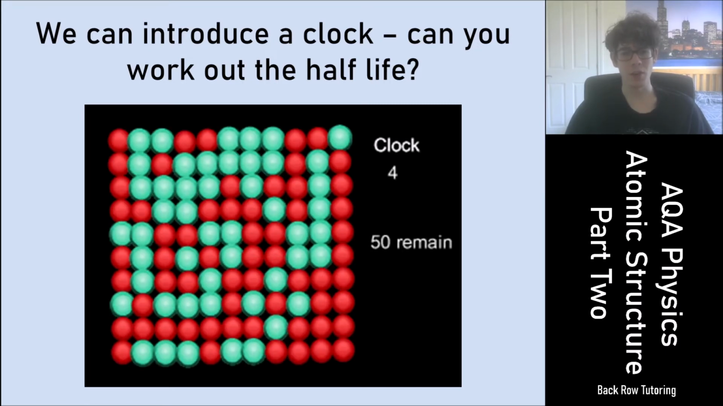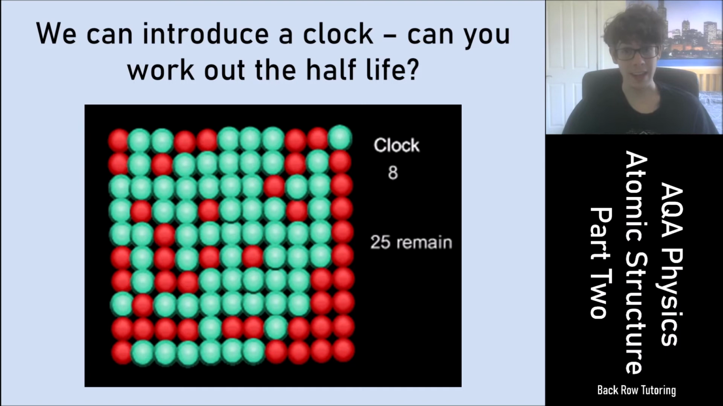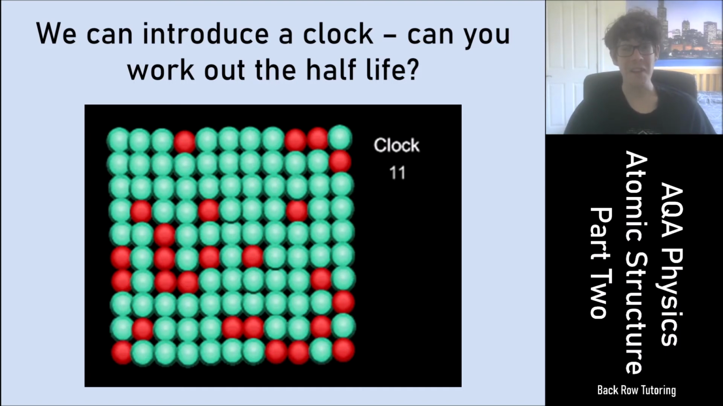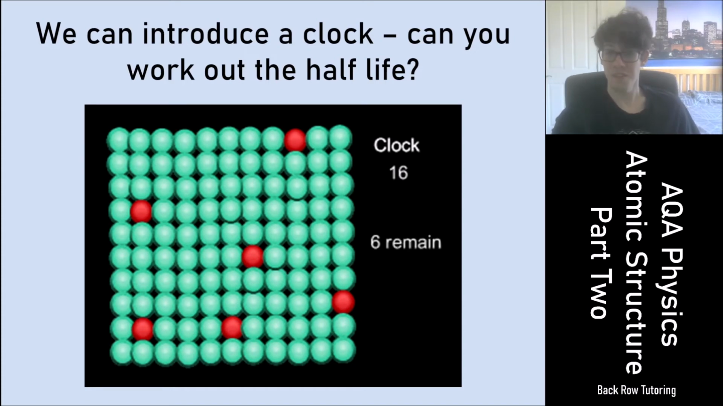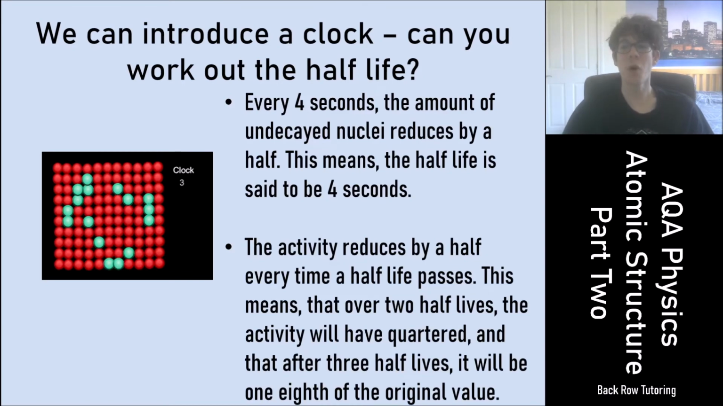Because, as we started with 100, after 4 seconds there's 50 left, and 50 is half of 100. And after another 4 seconds, there's 25 left, and 25 is half of 50. And after another 4 seconds, there's 12 left, and 12 is around half of 25. So, what do you think the half-life is? Well, 4. Every 4 seconds, the amount of undecayed nuclei reduces by a half. This means the half-life is said to be 4 seconds.